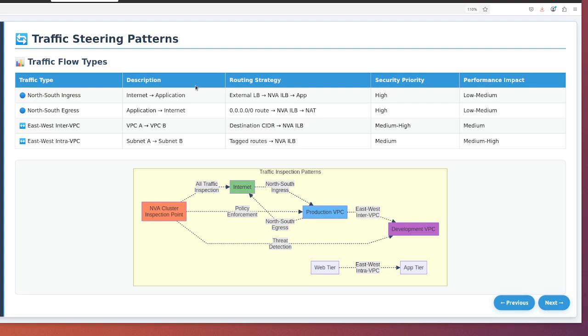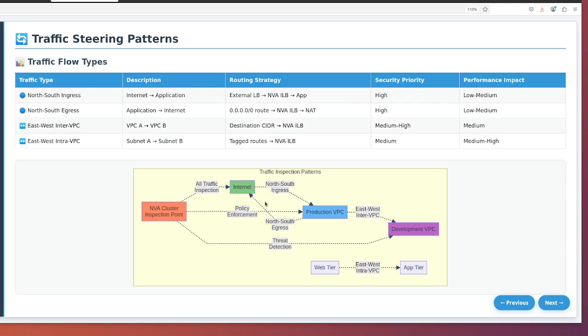North-south traffic refers to communication that crosses the network perimeter, either inbound from the internet to your applications, or outbound from your applications to the internet. This is the traditional focus of network security. For north-south ingress, traffic comes from the internet through an external load balancer, then to your NVA internal load balancer for inspection, and finally to your application instances. This pattern is common for web applications that need WAF functionality or DDoS protection.